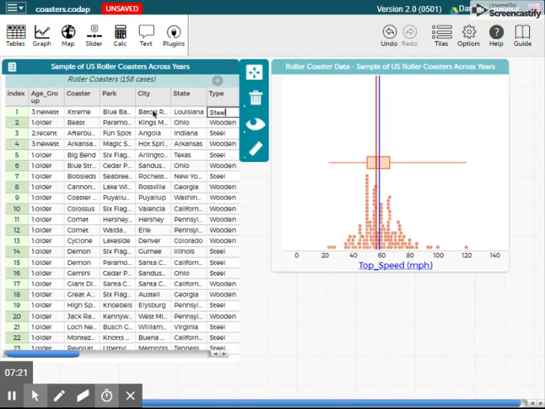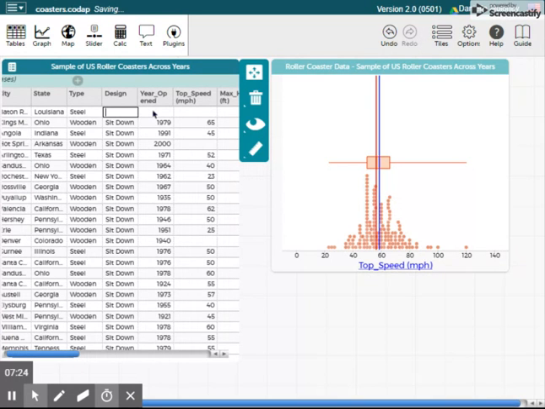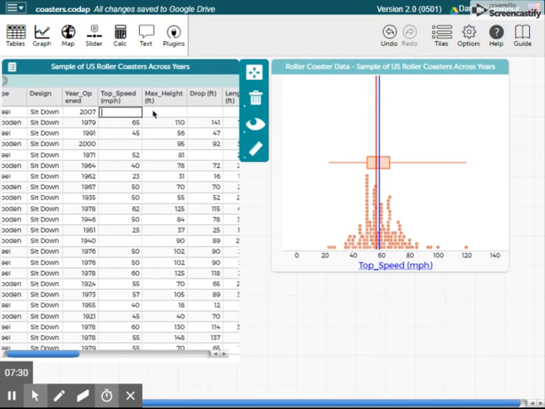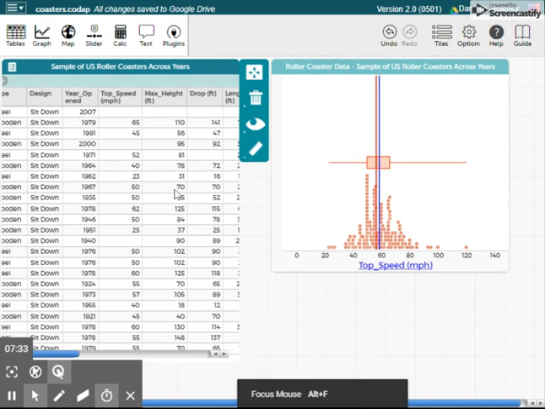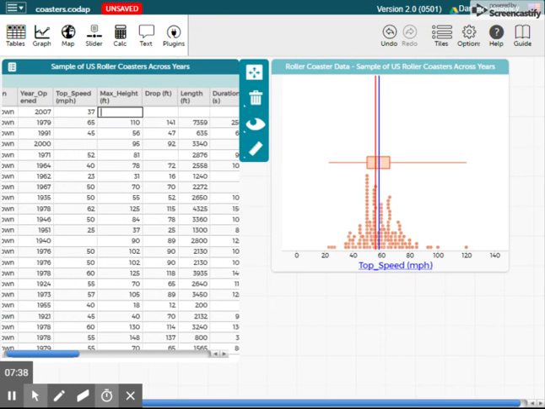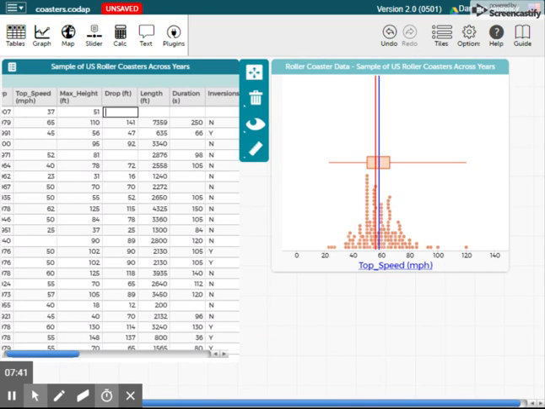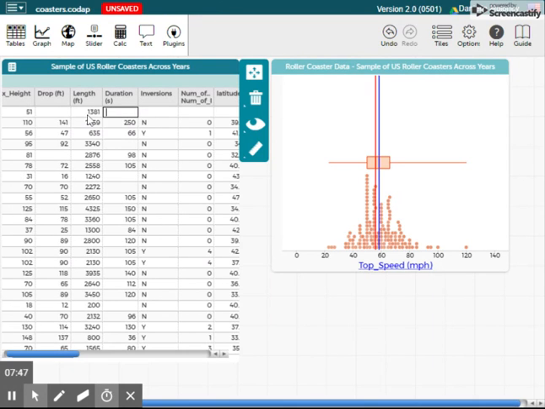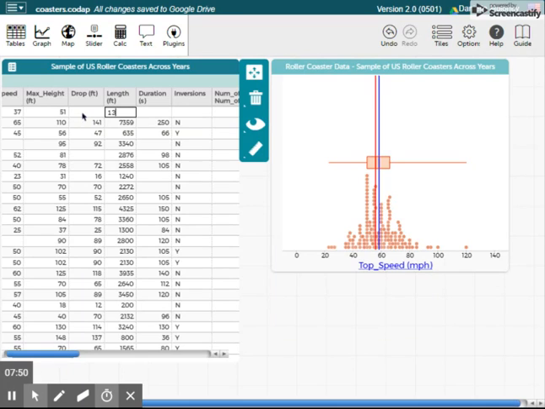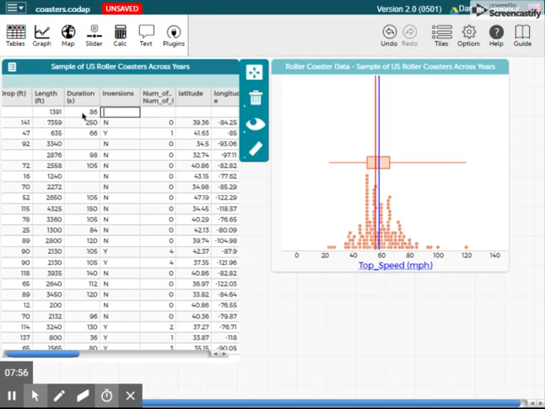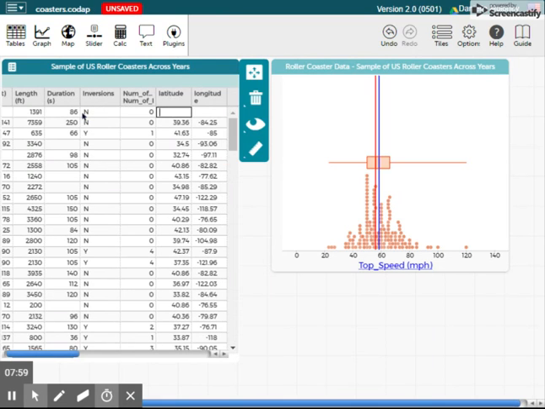It's a steel coaster, sit-down design. As I said, opened in 2007. The top speed is 37 miles per hour. The maximum height is 51 feet. No information provided about the drop. The length is 1,391 feet. Duration is 86 seconds. There are no inversions and no information provided about latitude or longitude.